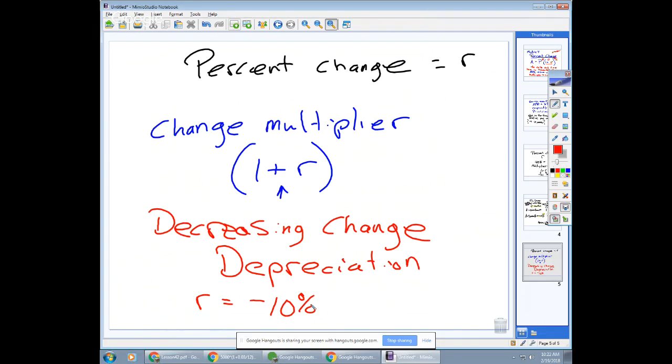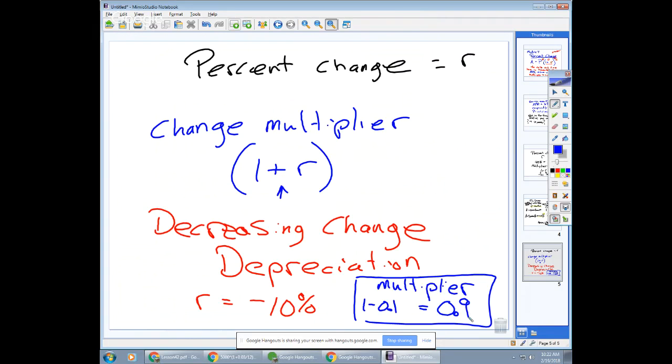So if it was worth $10,000 last year, what would it be worth this year? 10% less, yeah. If I lose 10%, what percent do I get to keep? 90%. And that's the idea of a multiplier. Although this gets subtracted, we have this idea of a multiplier. So in this case, it would be 1 minus 10%, which would be 0.1. So 90% would be my multiplier, or 0.9. So it would be worth $9,000 this year.